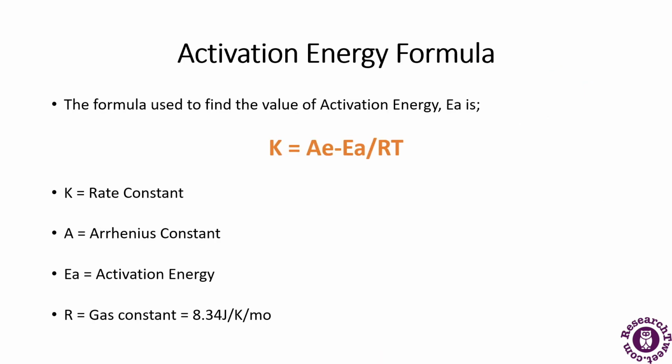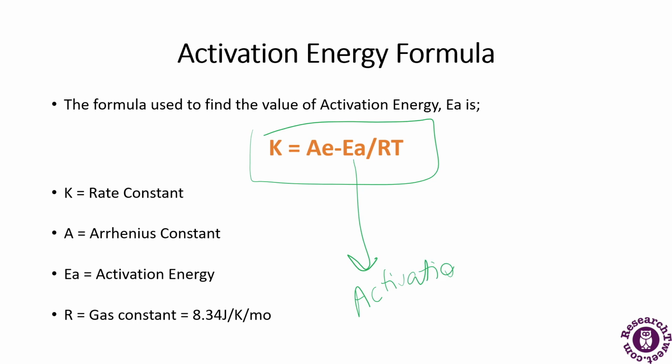Next comes the activation energy formula. This formula can be represented as K, the rate constant, equals A, the Arrhenius constant, times e to the power minus EA, the activation energy, which I told you in the first slide, divided by R, the gas constant, and T, the temperature. So this is how it is represented.